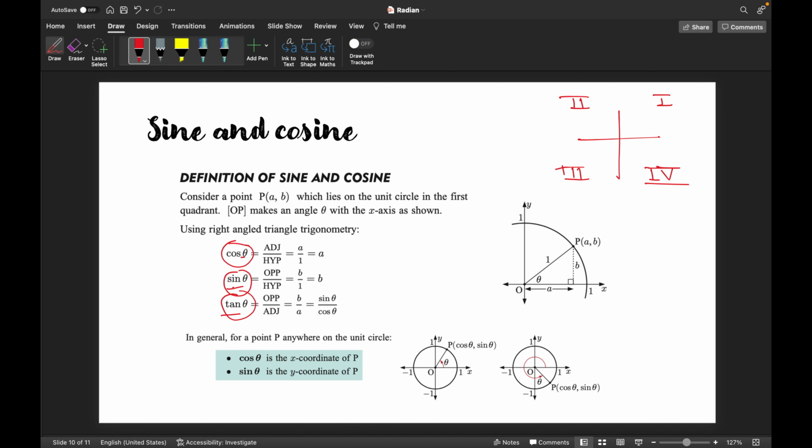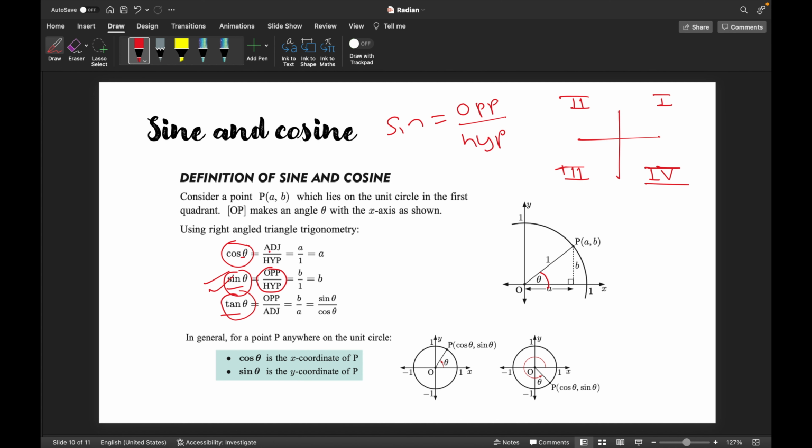First, we'll start with sine theta. Sine theta is opposite by hypotenuse. This formula is going to be the same for any triangle that you take. So the opposite side would be b and the hypotenuse would be this, so it's going to be b by 1, which is b. So sine is opposite by hypotenuse.